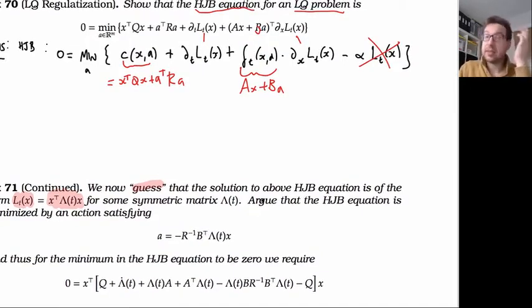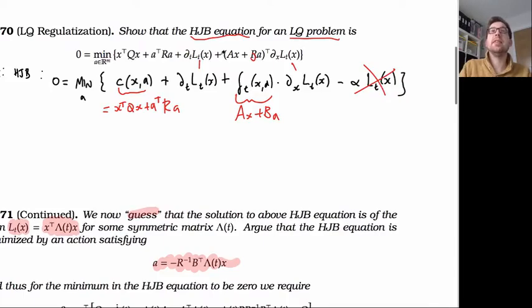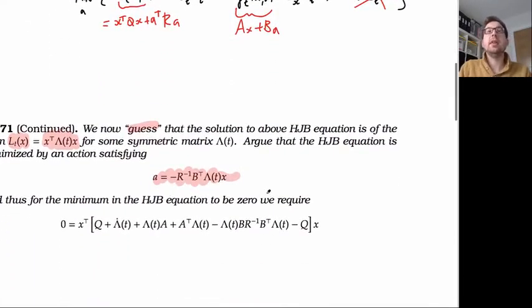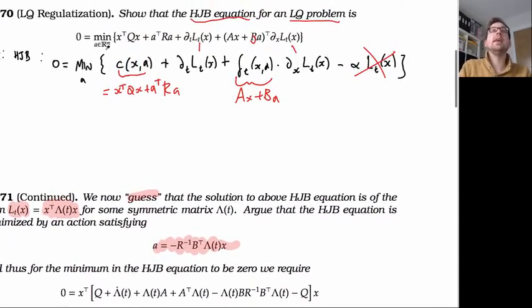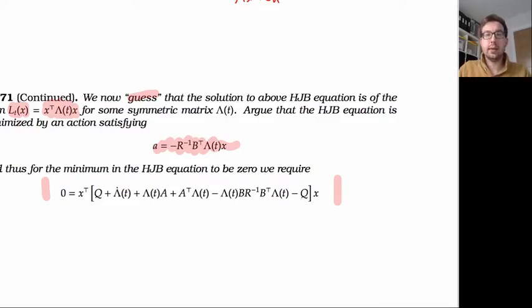And then what we're asked to do is argue that the HJB equation is minimized by an action of the following form. We'll check that in a moment. And thus, for the minimum of the HJB equation, remember we need the minimum of this over the set of actions to be 0. So when we minimize this over A, we require the following condition. All right, so let's go about doing that then. This requires a little bit of work, but not too much.